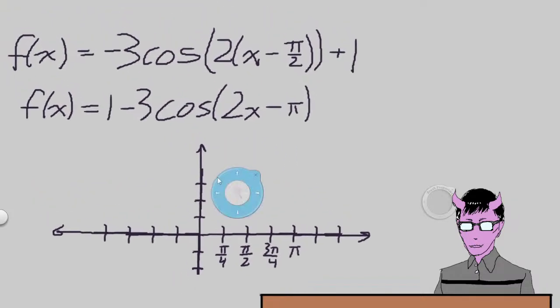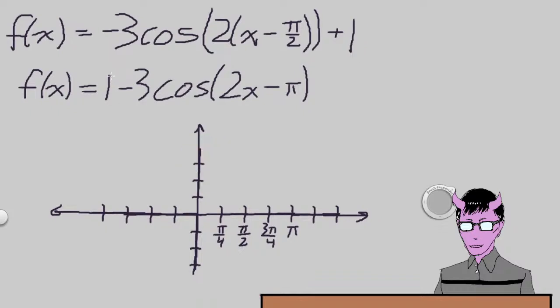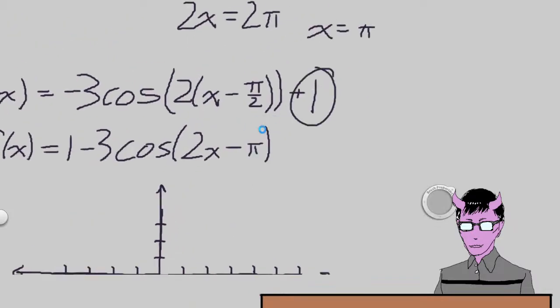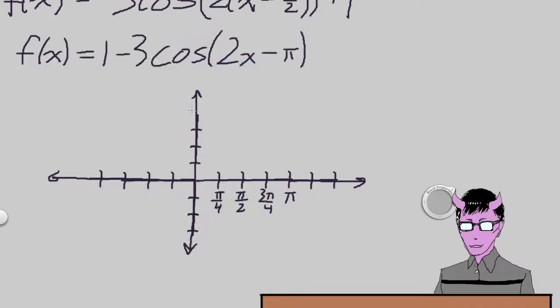So 4 hash marks are good to go. We have an amplitude change of 3. And then we have a reflection, and then we have a shift upwards of 1 space. So I should probably put one more. Let's do that one right there. Alright, so that's kind of the odd one out.